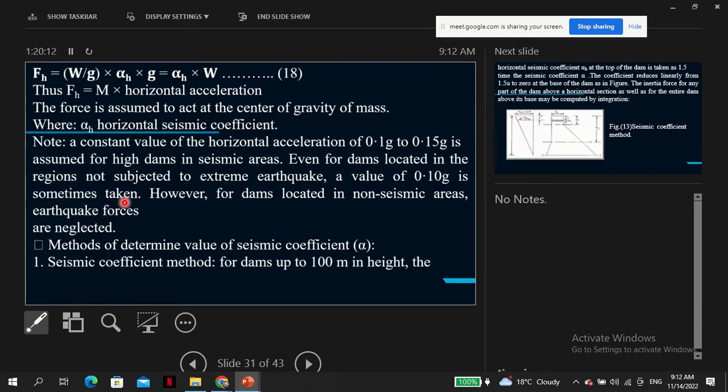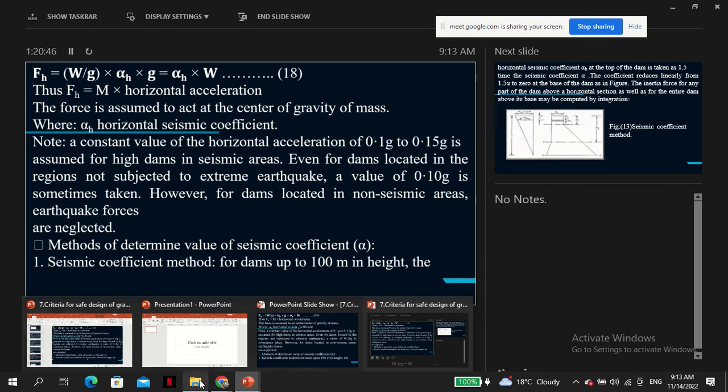So note that a constant value of horizontal acceleration between 0.1 g and 0.15 g is assumed for high dams in seismic areas. Even for dams located in regions not subject to extreme earthquakes, a value of 0.1 g is sometimes taken. However, for dams located in non-seismic areas, earthquake forces are neglected.